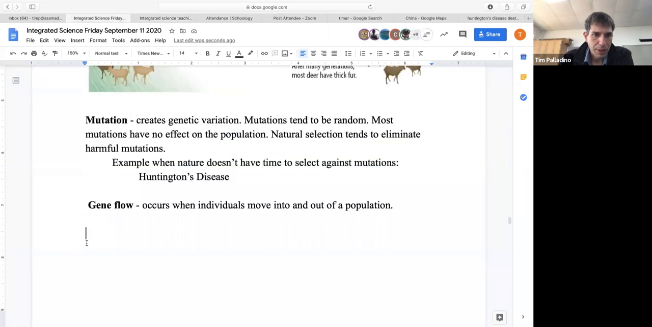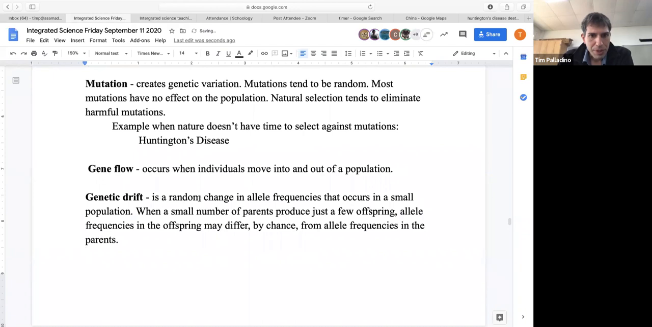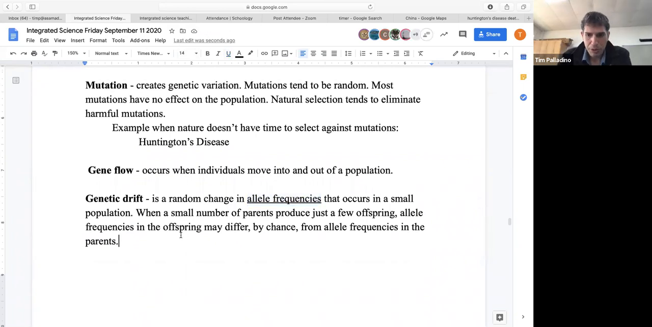So this is just random change in allele frequency. We'll talk about what that means in a moment. Let me underline that though. And this occurs in a small population. I'm going to put up two different pictures here.